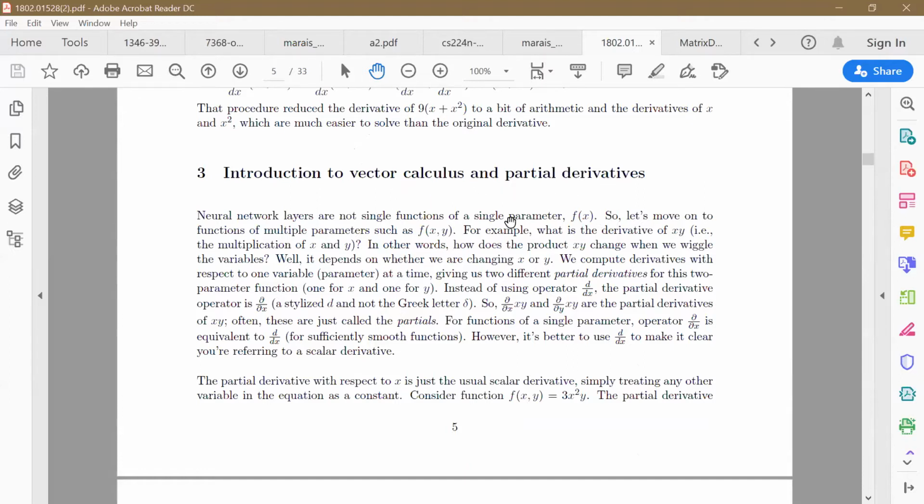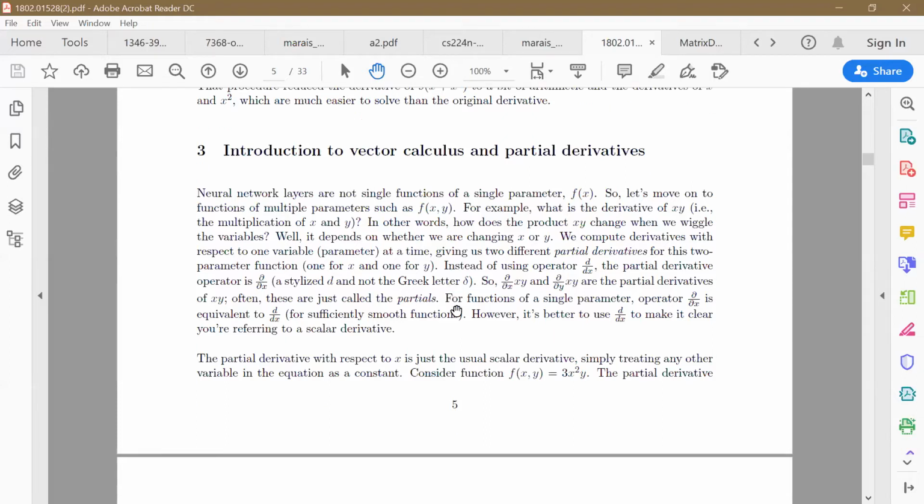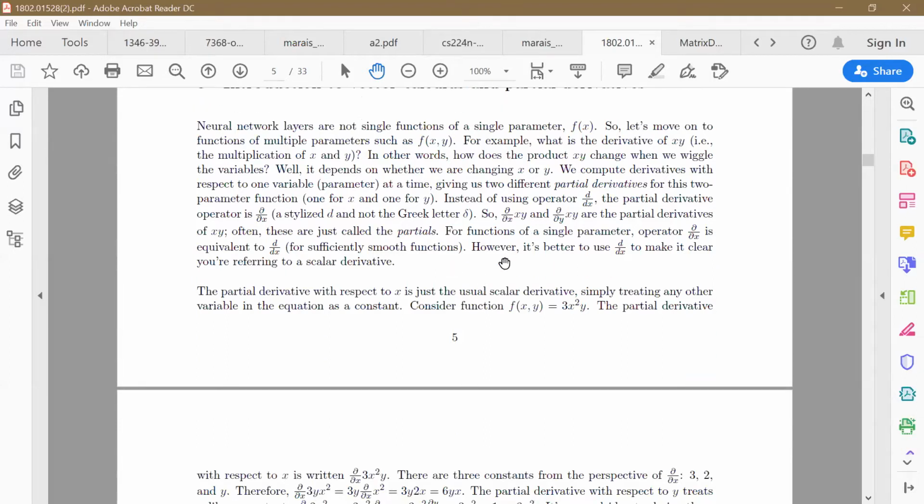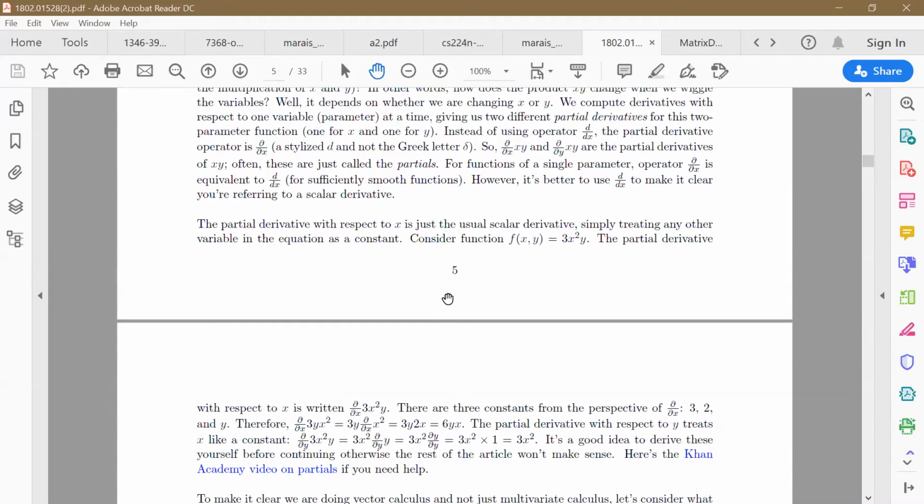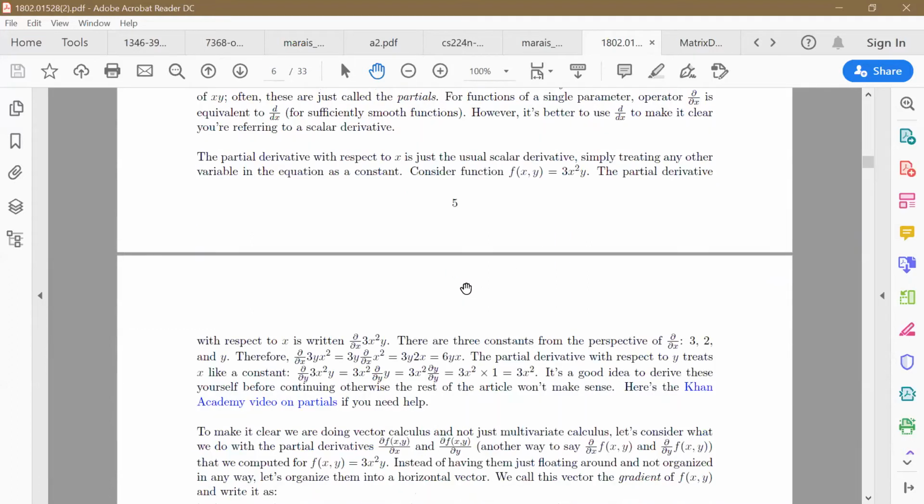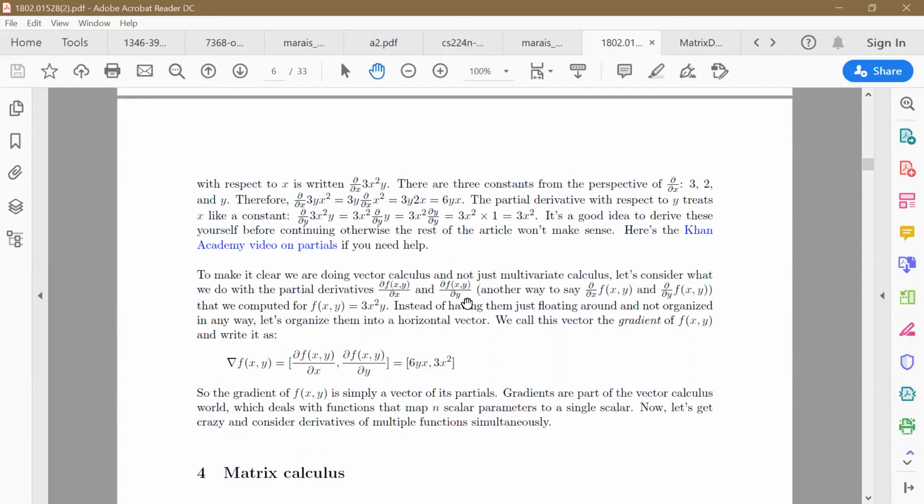We have to learn how to differentiate vectors, and we have to learn how to differentiate functions of more than one variable, not just f of x, but f of x, y, or f of x1, x2, x3, these kinds of functions. It introduces you to what these multiple variable functions are. Like here they talk about f of x and y is 3x squared y. That's a multivariable function of two variables. So we have to learn how to differentiate those.